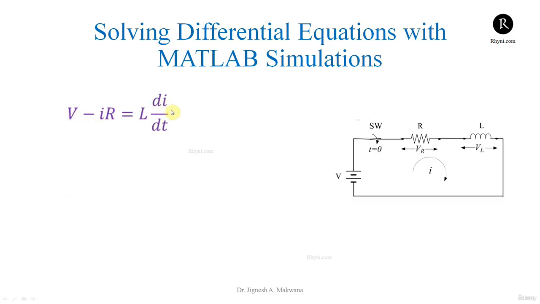Now let's see how simply this equation can be represented in the MATLAB Simulink library. Here the output is I, we want the current. The differential term di by dt should be on one side: L di by dt is equal to V minus IR is our equation. So let's bring this equation into a Simulink model, and we will build the Simulink model for this equation step by step. So let's go.